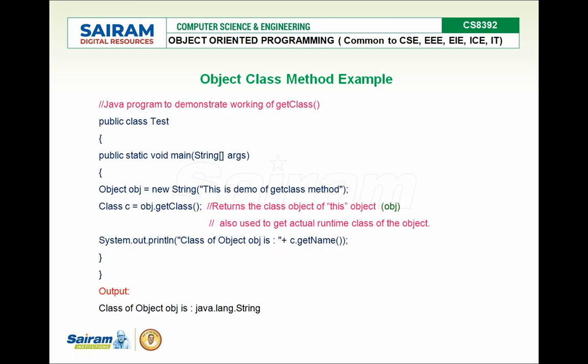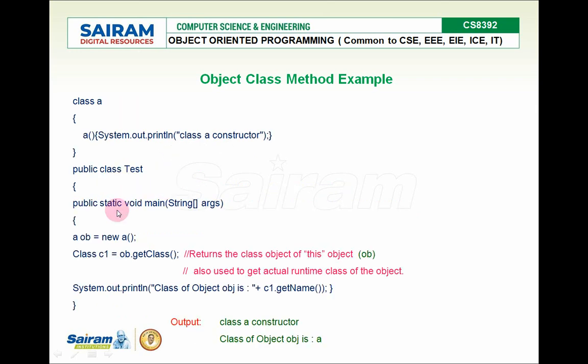You compare these two programs. Here I'm creating the raw object and assigning it to the string class, and I'm instantiating with the string class. In this example, I'm creating a normal object and calling the parent class getClass function with this object, which was assigned to the class object C1. There I call the getName function, and I got the class name of OB. OB's class name is A. For your ease of understanding, I changed it like this. So that's about the object class in Java.